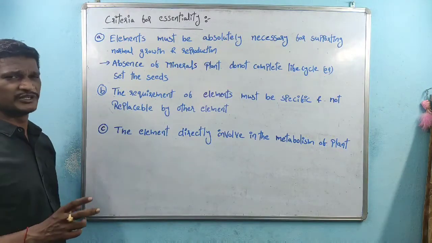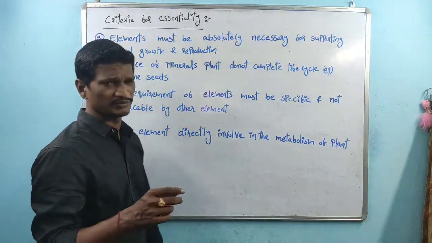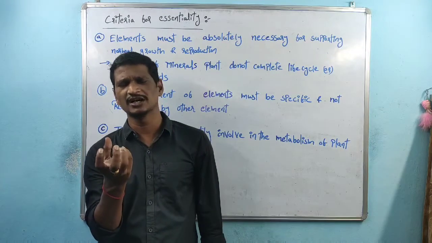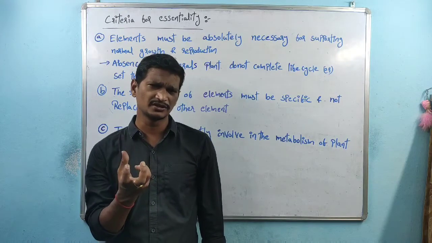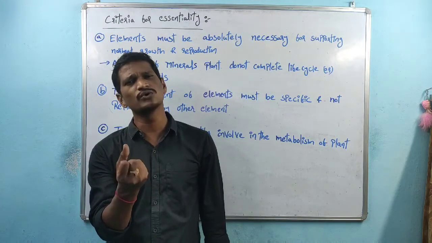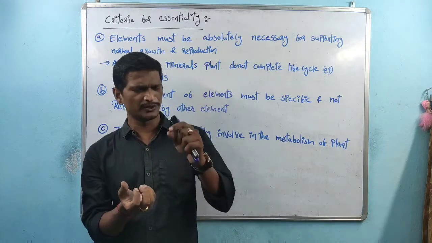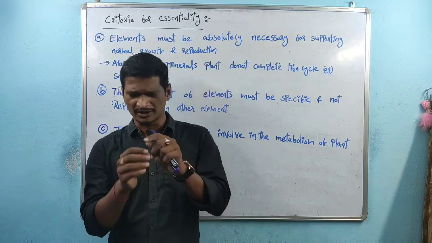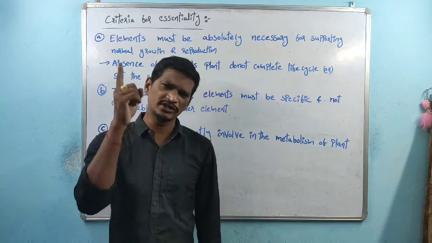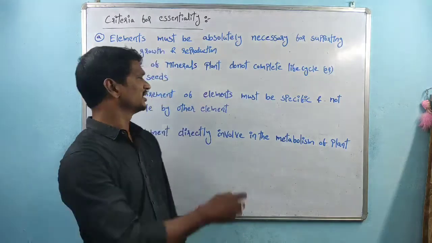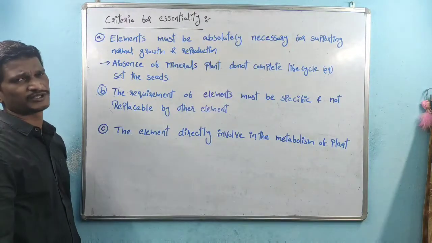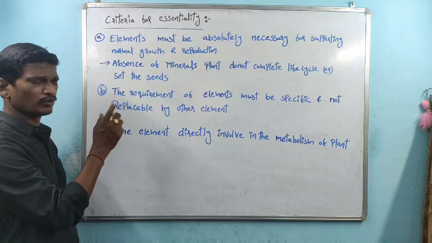Right? And the requirement of elements must be specific. Just now I said the opening and closing of stomata is done by potassium. Right? If potassium is absent, no other element can support the opening and closing of the stomata. Means if potassium is absent, whatever the remaining minerals are there, none of these minerals supports the opening and closing of stomata. Only one specific element, potassium. So the requirement of an element must be specific and not replaced by other elements, right? That is one of the important points.